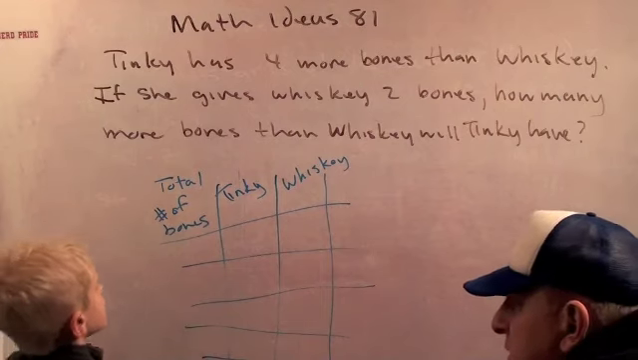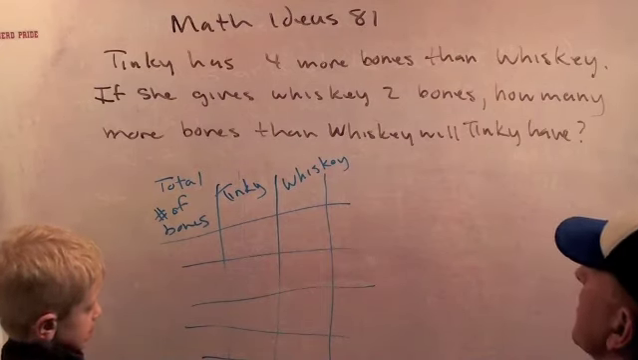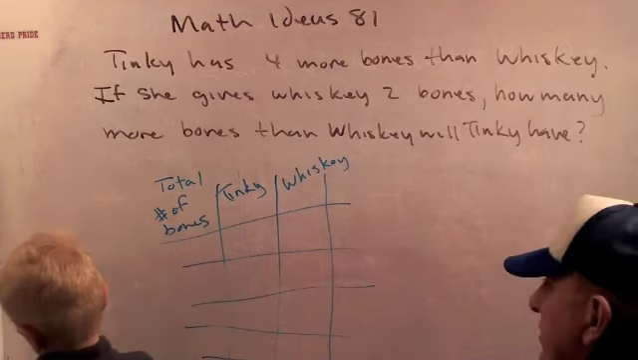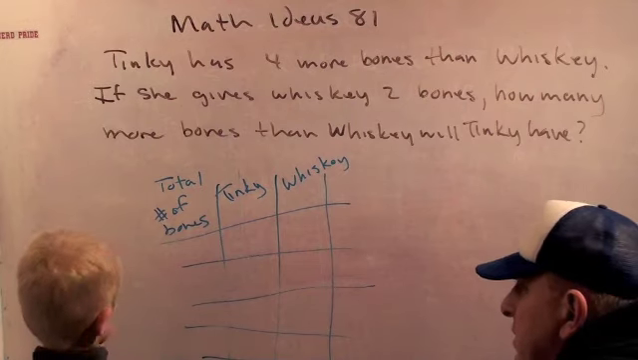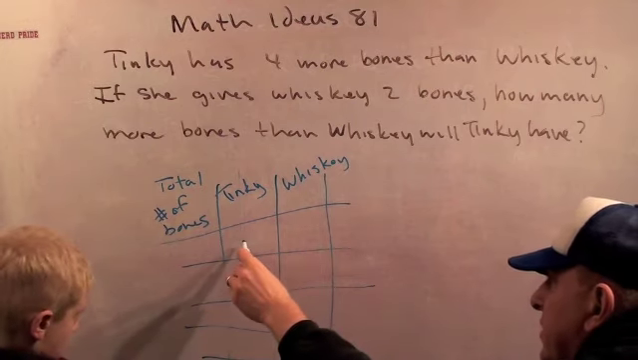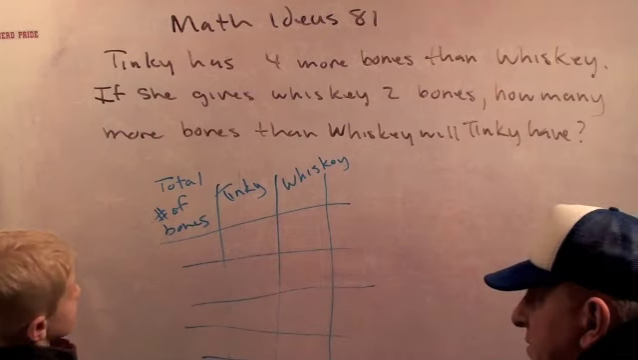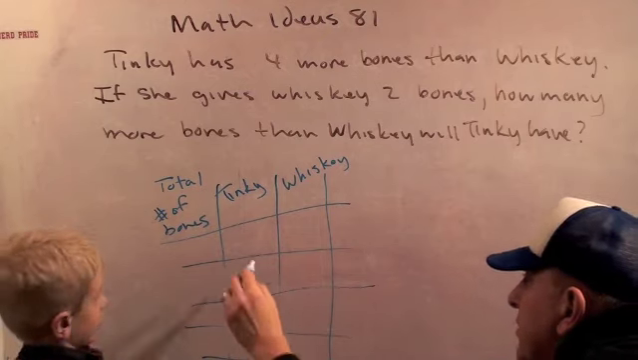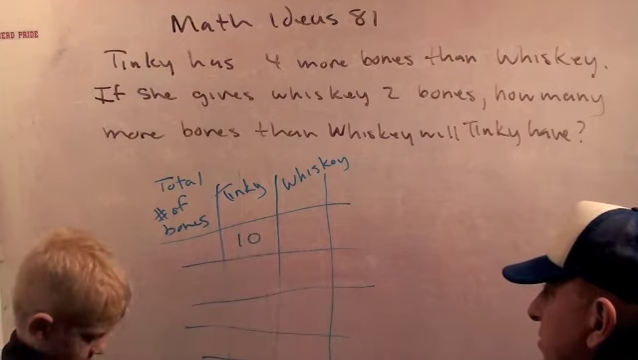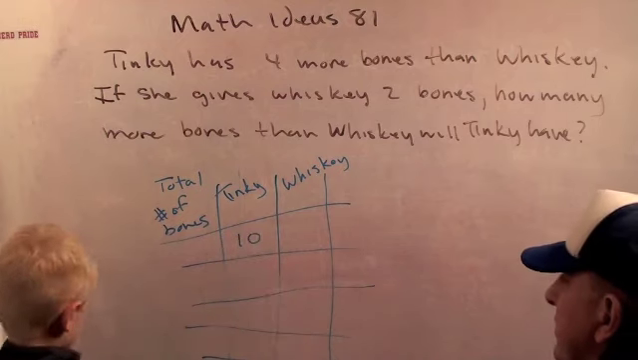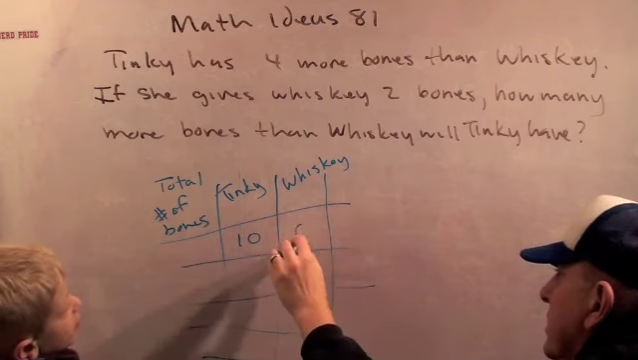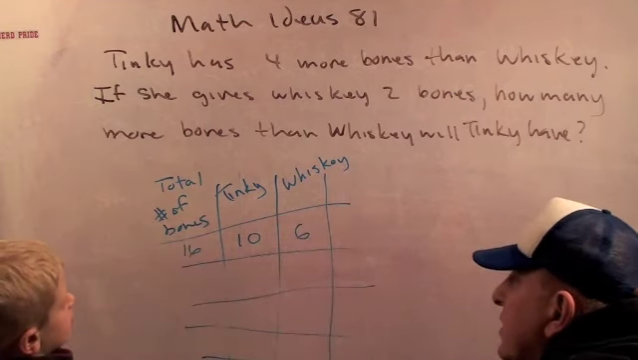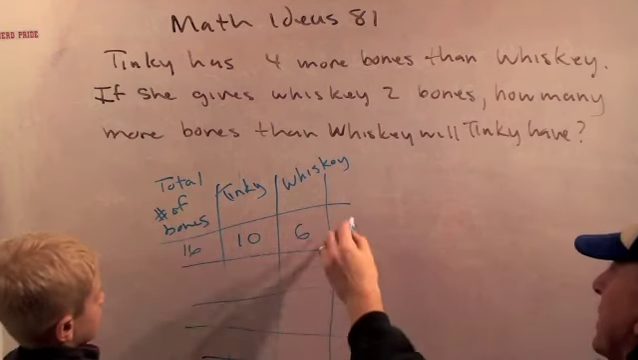Okay. So let's look at some examples. It says Tinky has 4 more bones than Whiskey. So, what's a number of bones that Tinky might have? Maybe 10 bones. Okay, so if she has 10 bones, how many bones does Whiskey have? 6 bones. Okay, great. And so there's 16 total bones.